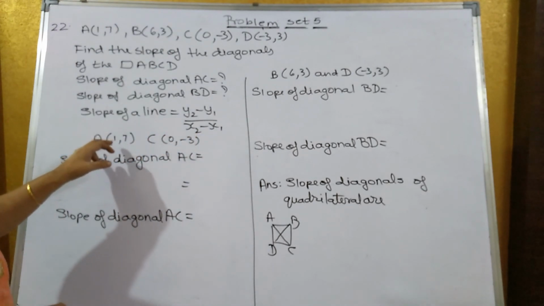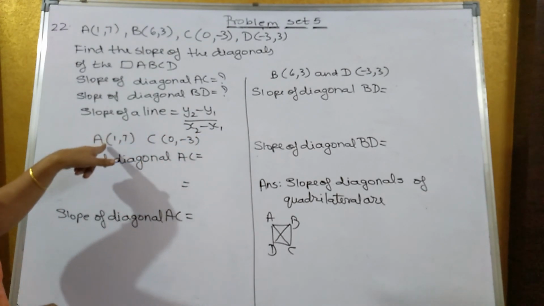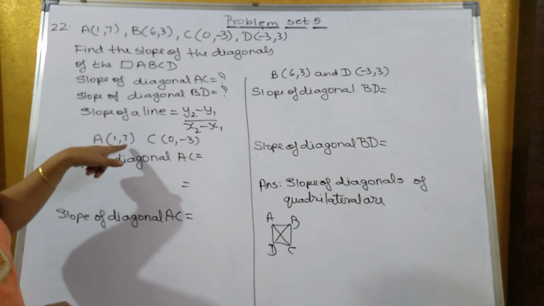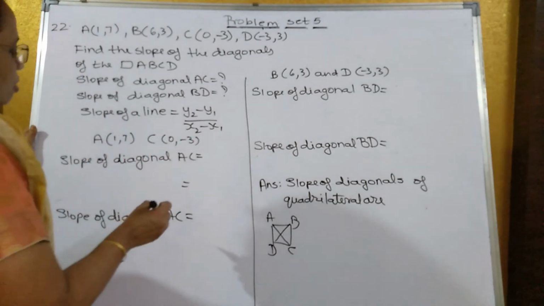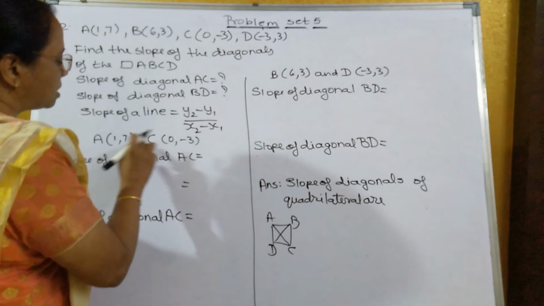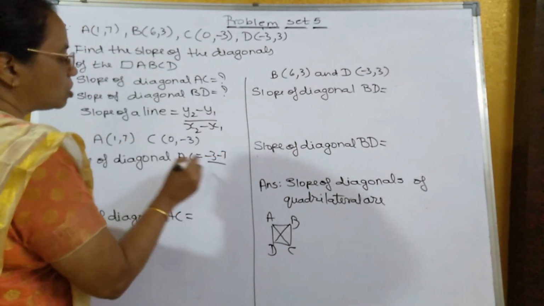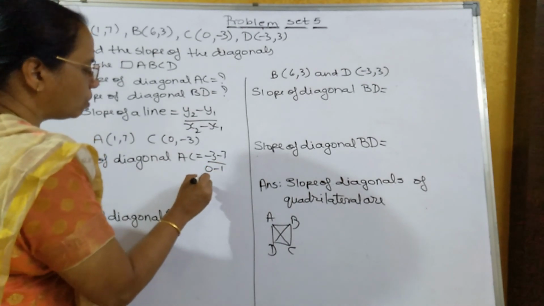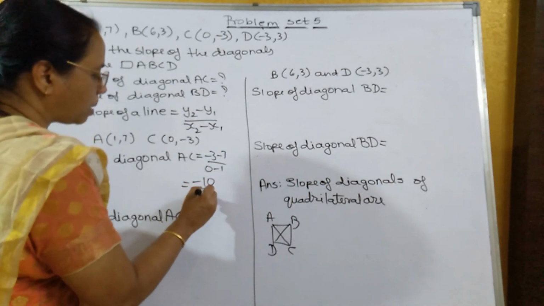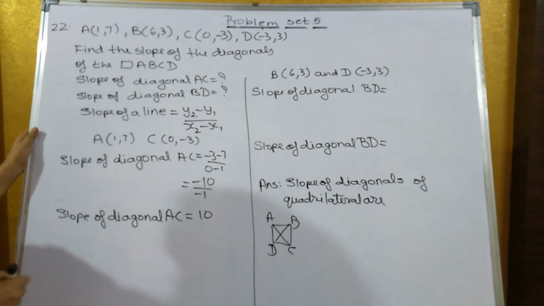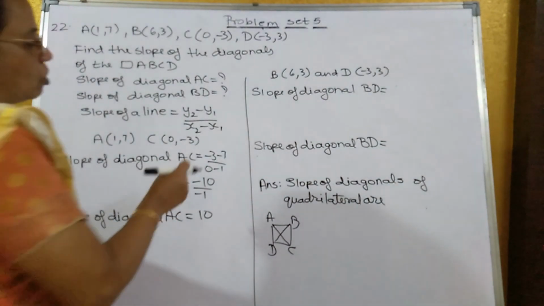So for AC, the coordinates of A and C: A is (1, 7) and C is (0, minus 3). So the slope of diagonal AC is minus 3 minus 7 upon 0 minus 1, which is equal to minus 10 upon minus 1. So the slope of diagonal AC is 10.